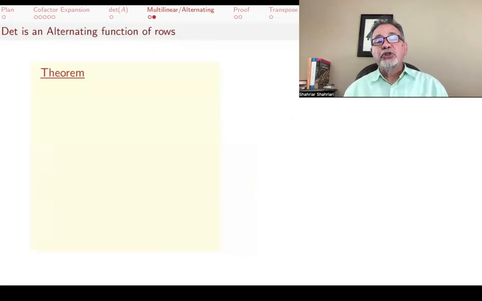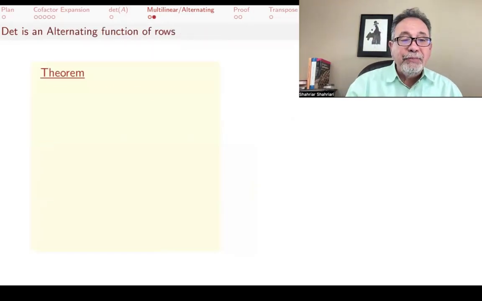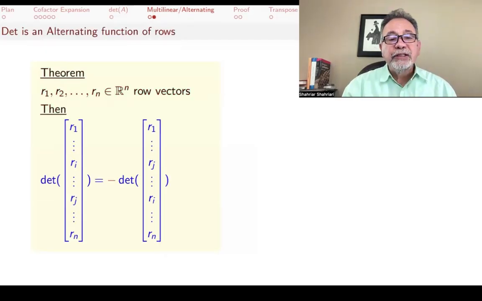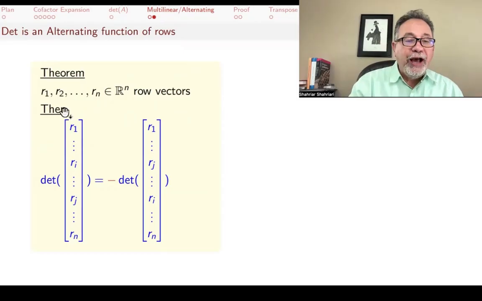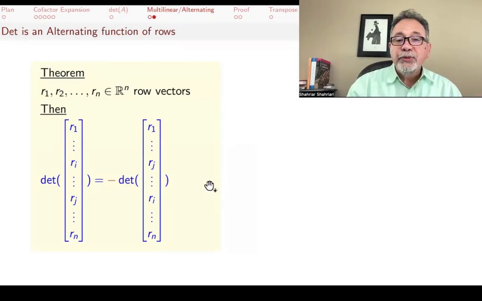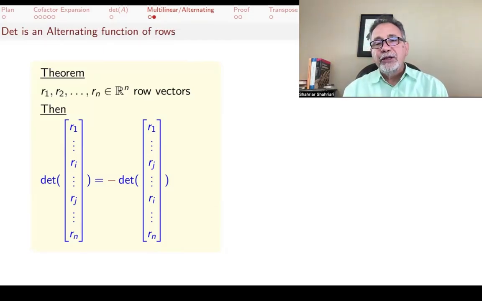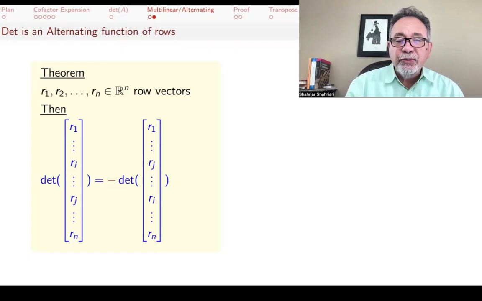Now, the determinant is also an alternating function of rows. So what that means is that if you switch two rows, the determinant gets multiplied by -1. If you have a matrix and all you do is switch row i and j, then the determinant gets multiplied by -1. Another way of saying the same thing is that if you have a matrix with two rows the same, then the determinant is 0.